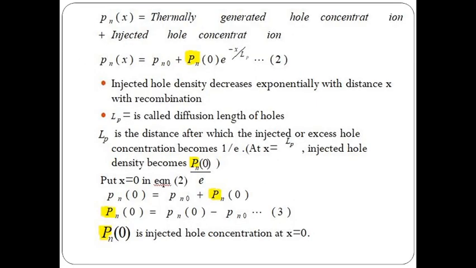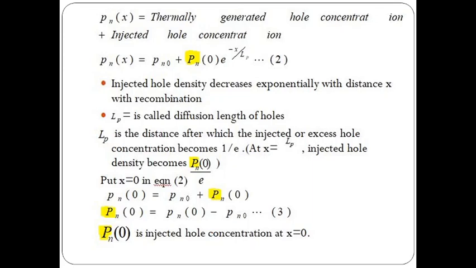I have written the total hole concentration, or net hole concentration, in the n region, Pn of x, at any point. Pn of x equals thermally generated hole concentration plus injected hole concentration. So here we have two types of holes. Anywhere, a hole is represented with P, but here I am representing it with small p and capital P. The small p indicates the thermally generated hole concentration and the capital P indicates the injected hole concentration.